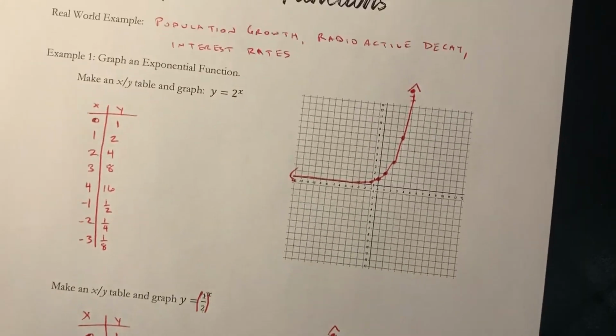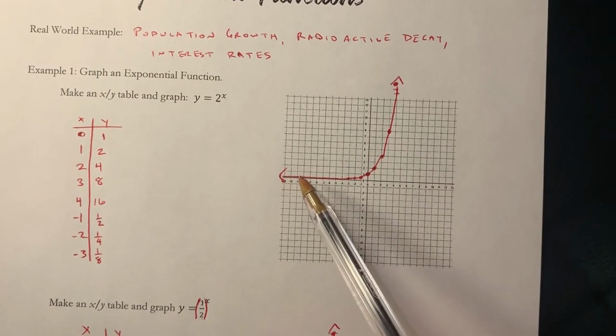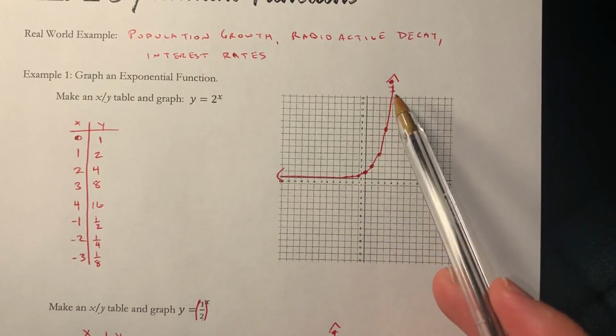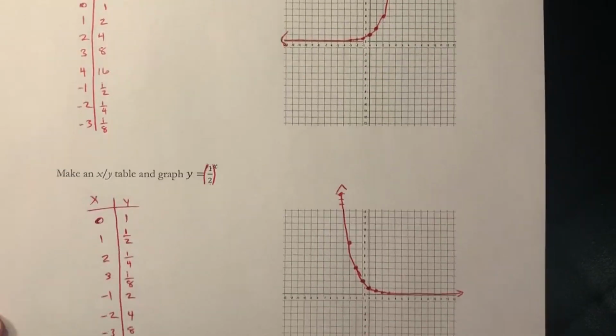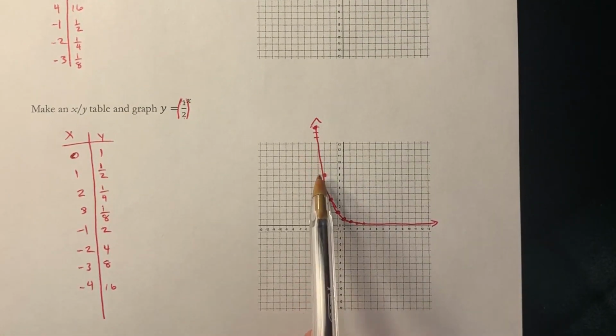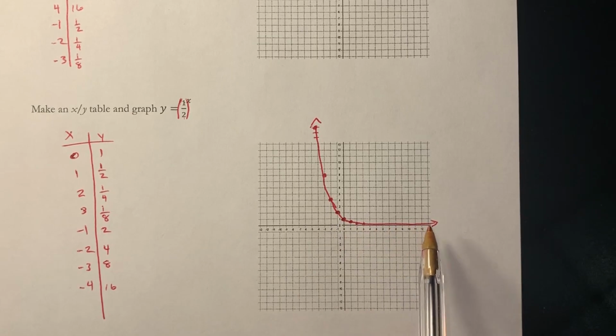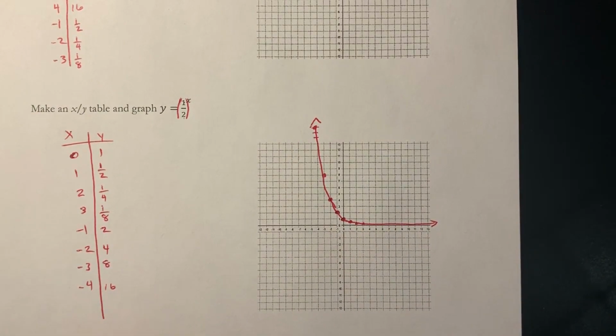Now, this first one, from left to right, it is growing. This is called exponential growth. This one is shrinking from left to right. This one is called exponential decay.